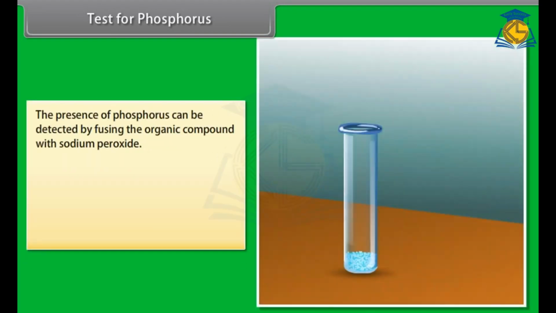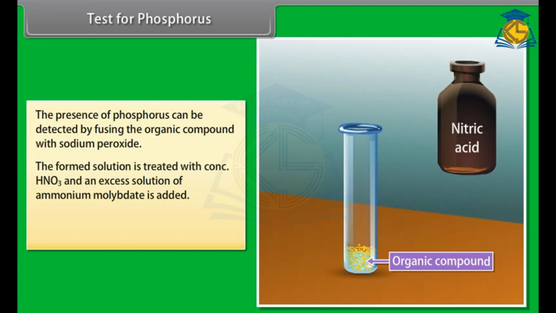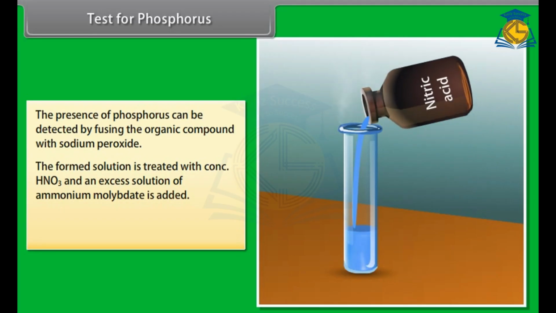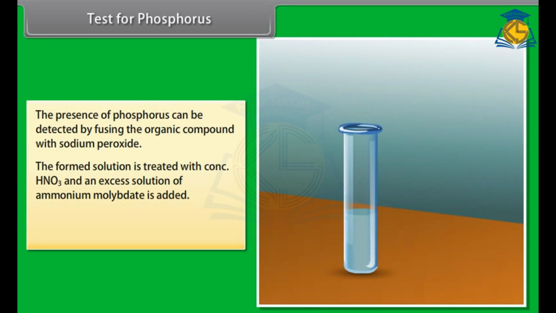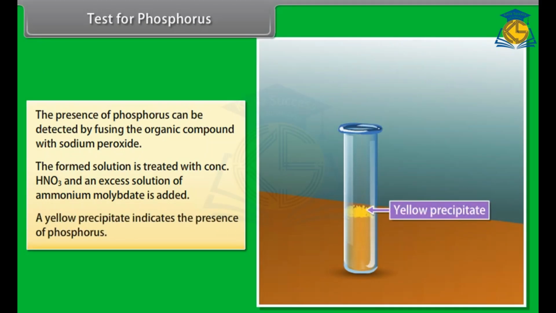Test for phosphorus. The presence of phosphorus can be detected by fusing the organic compound with sodium peroxide. The formed solution is treated with concentrated HNO3 and an excess solution of ammonium molybdate is added. A yellow precipitate indicates the presence of phosphorus.